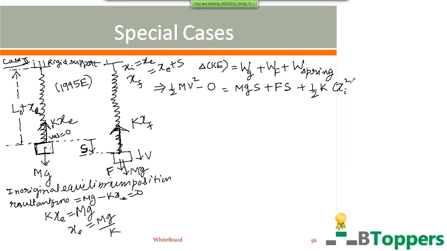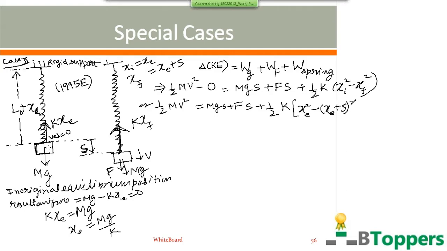minus xf square. Xi is the initial elongation of the spring in the first figure on the left side, which is equal to xe. Xf is the final elongation of the spring, which is equal to xe plus s. So you get on the left side half mv square. On the right side you can write mgs plus Fs plus half k into xe square minus xe plus s whole square.